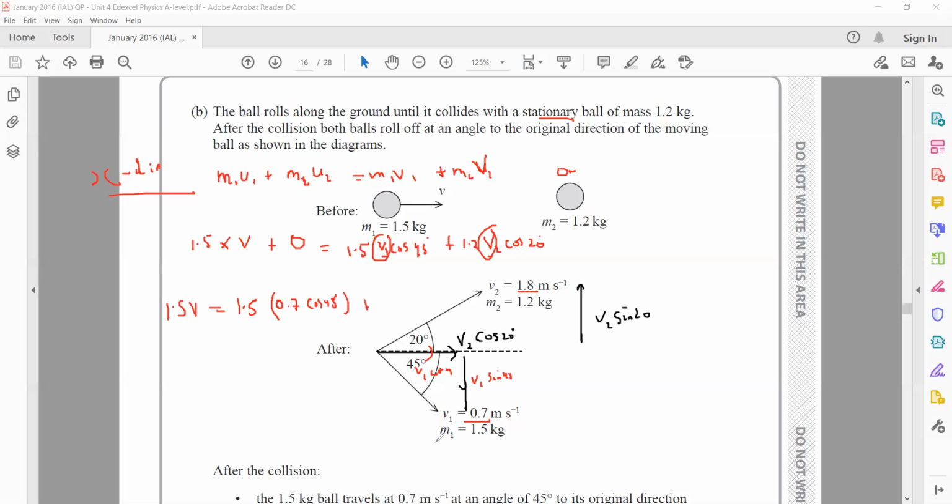Final answer 1.85. Yes, that's correct, 1.85. So the final answer, when you solve, the speed is 1.85.